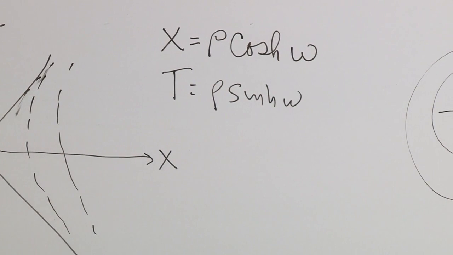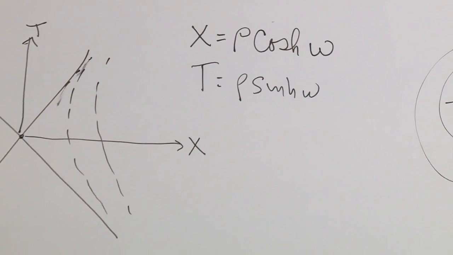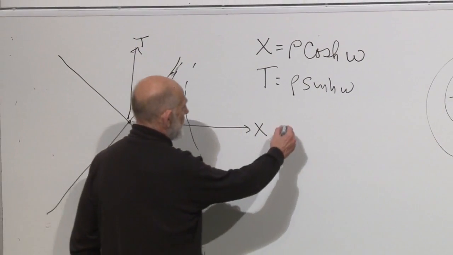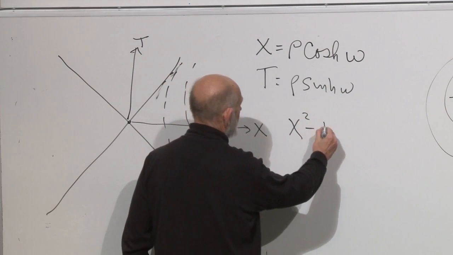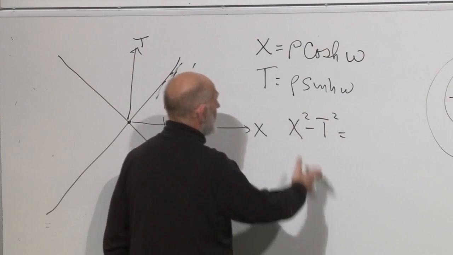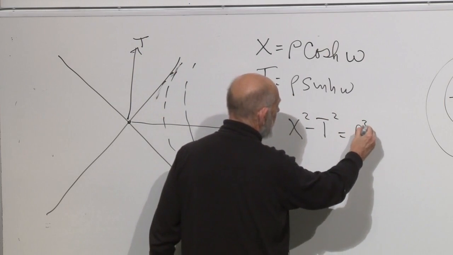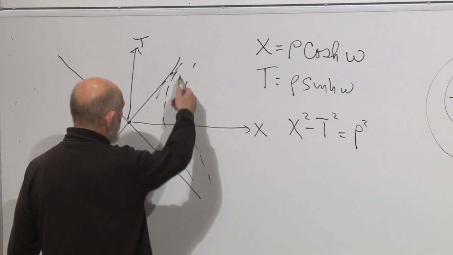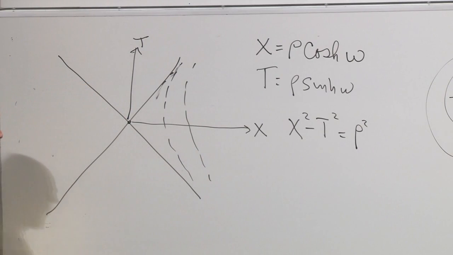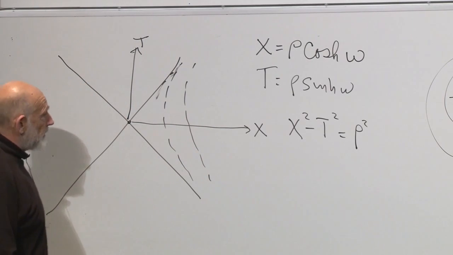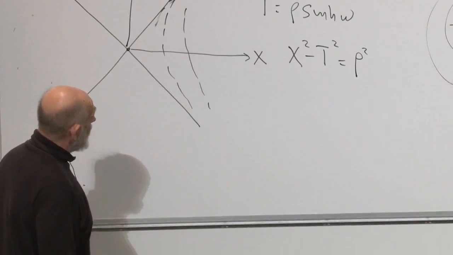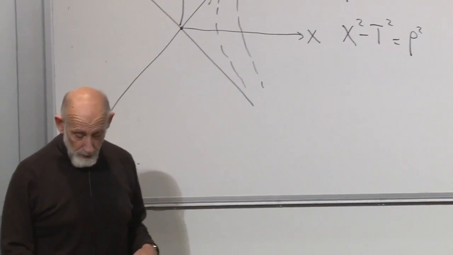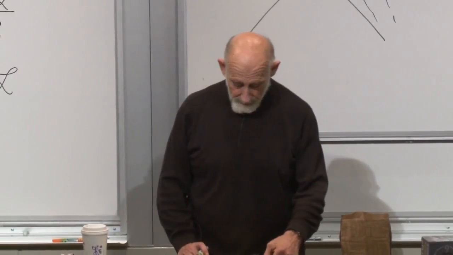What about x squared minus t squared? X squared minus t squared is equal to rho squared times cosh squared minus sinh squared. Cosh squared minus sinh squared is 1. So each one of these hyperbolas is a trajectory on which x squared minus t squared is constant, and that is what we call uniformly accelerated coordinates in special relativity. It's really just special relativity.